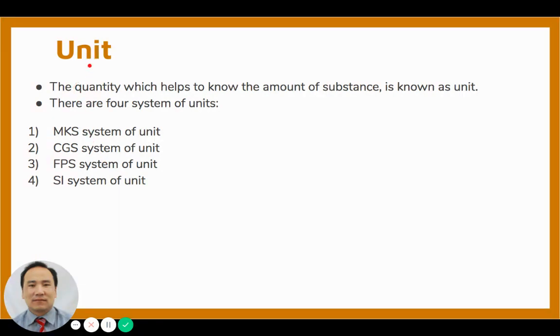So unit helps to know the amount of substance. If you say 1 gram, 1 kg, or 1 ton, they all give different amounts. That's why the quantity which helps to know the amount of substance is known as unit. There are 4 systems of units: MKS system of unit, CGS system of unit, FPS system of unit, and SI system of unit.